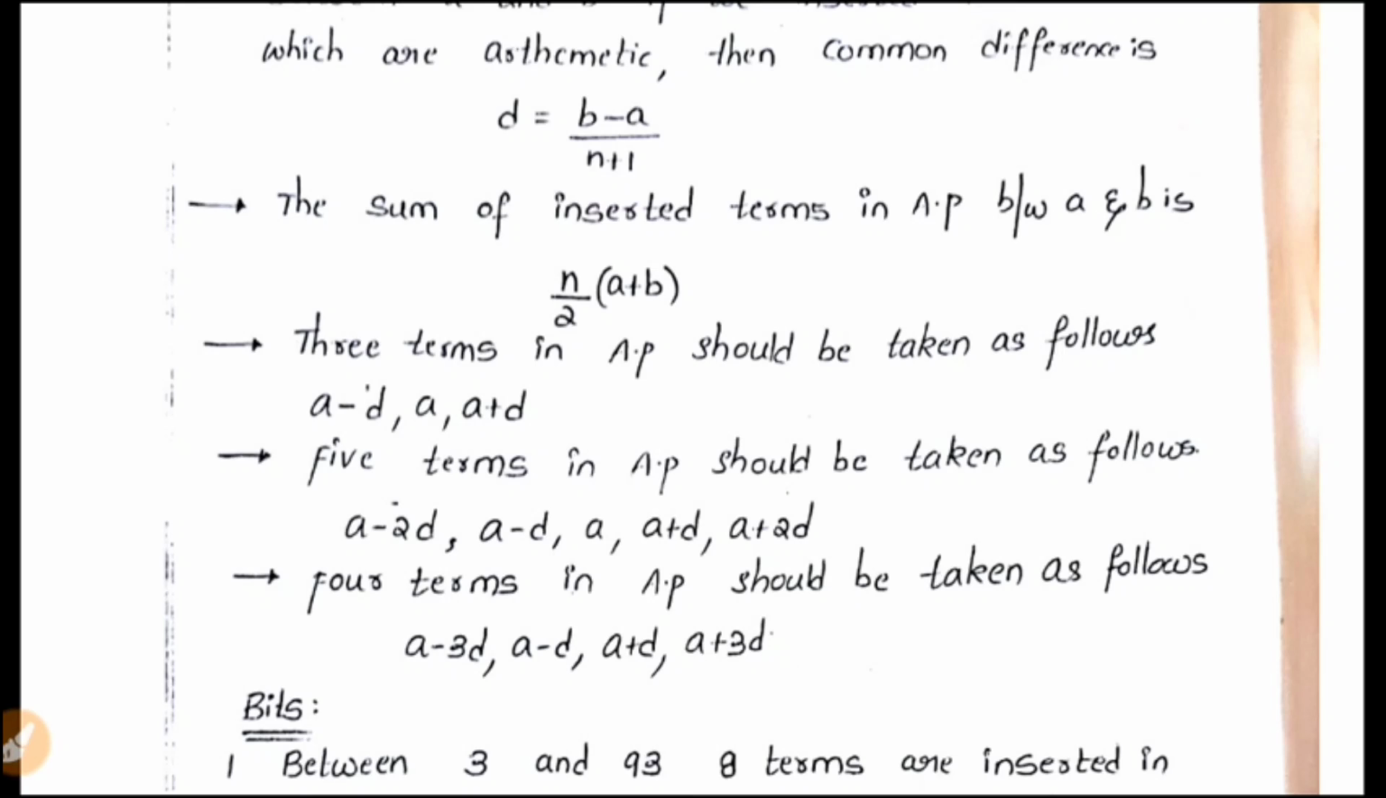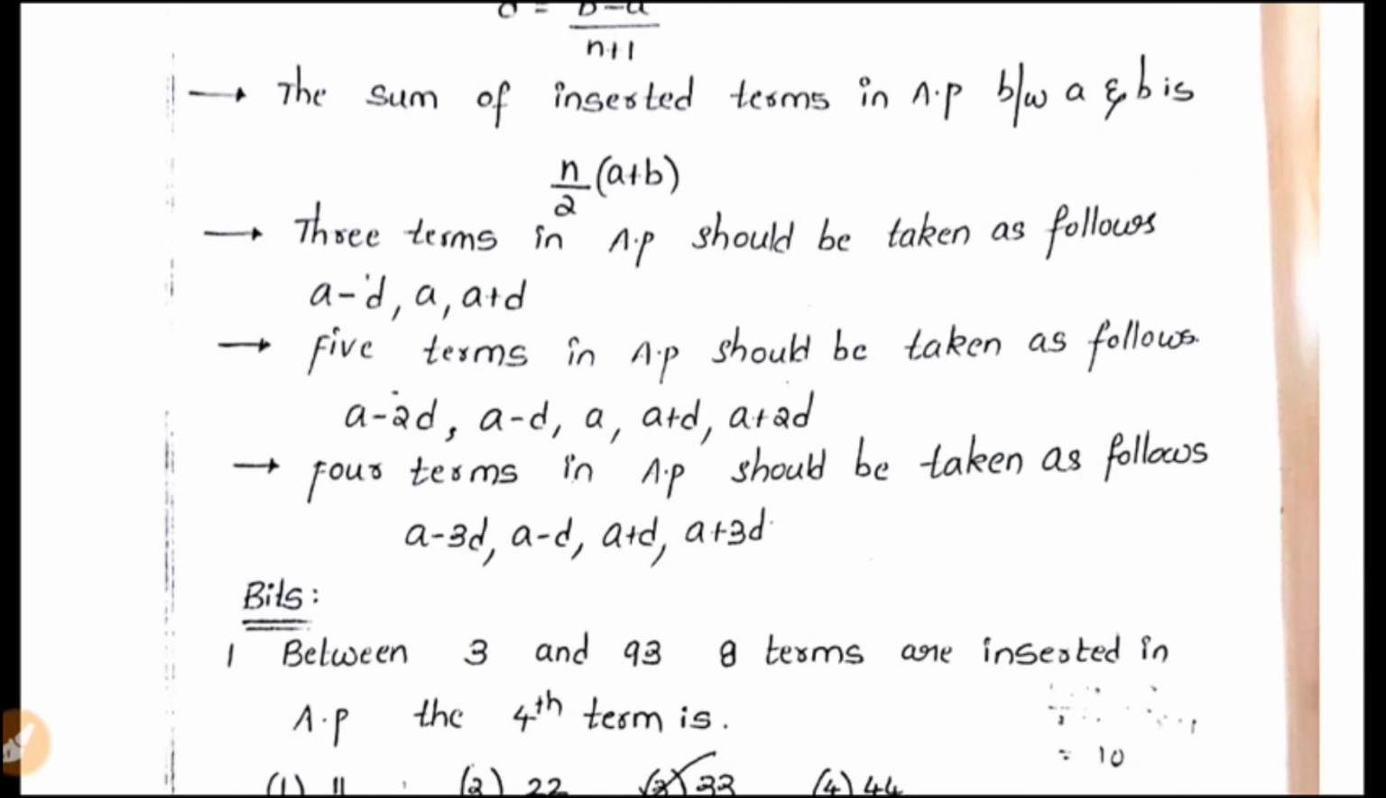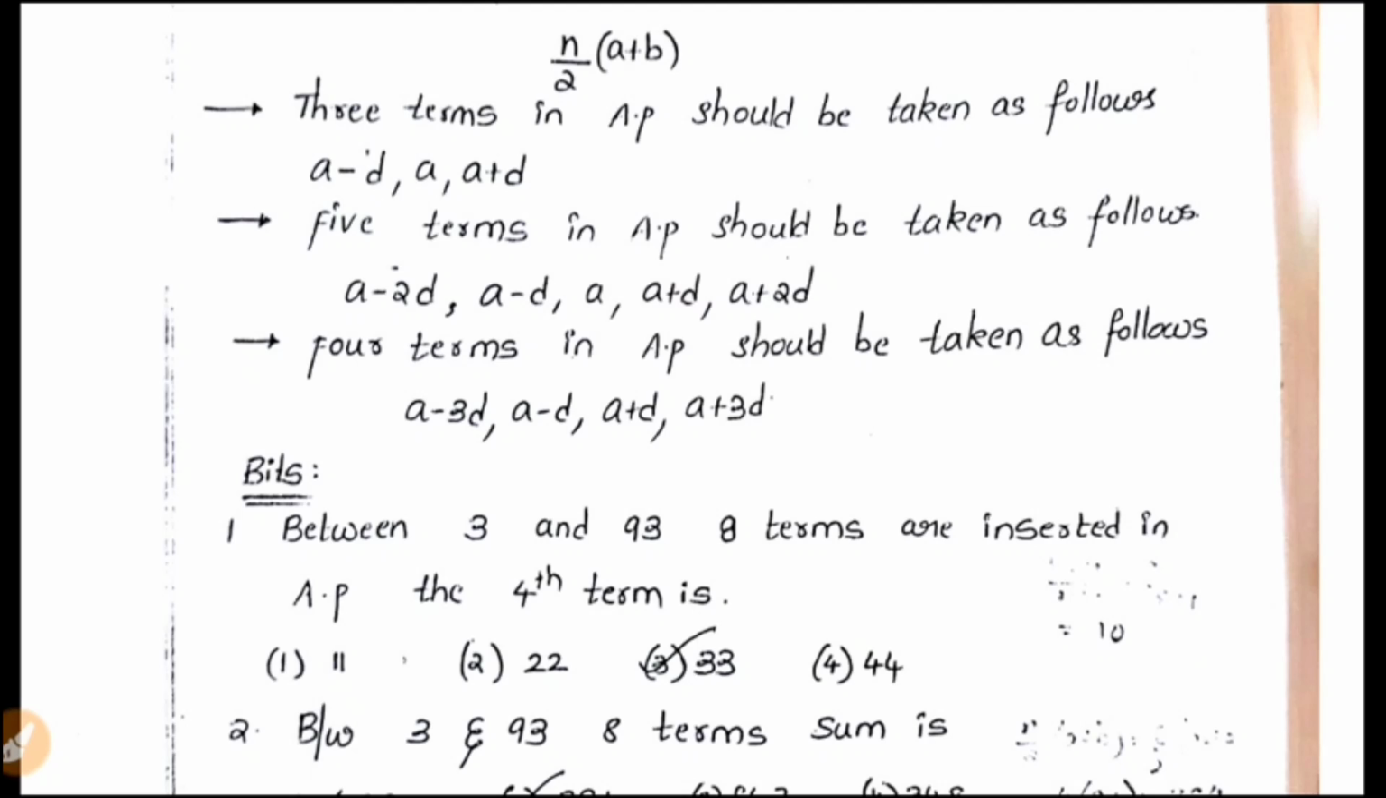Next, if 3 terms are in AP, they should be taken as a minus d, a, a plus d. If you add them all, the d cancels and you get the answer, so they will ask for the value of a. If you take 5 terms in AP, take a minus 2d, a minus d, a, a plus d, a plus 2d. If you take 4 terms in AP, take a minus 3d, a minus d, a plus d, a plus 3d. All the d terms will be cancelled and you will get a.